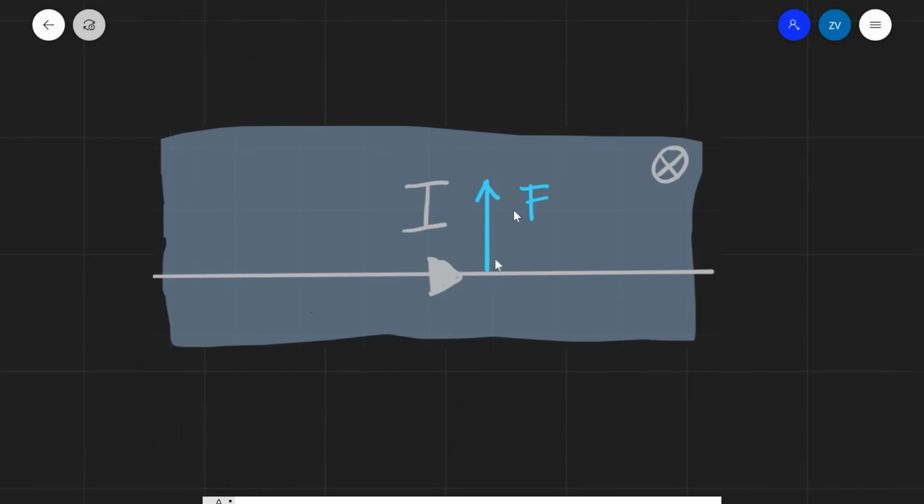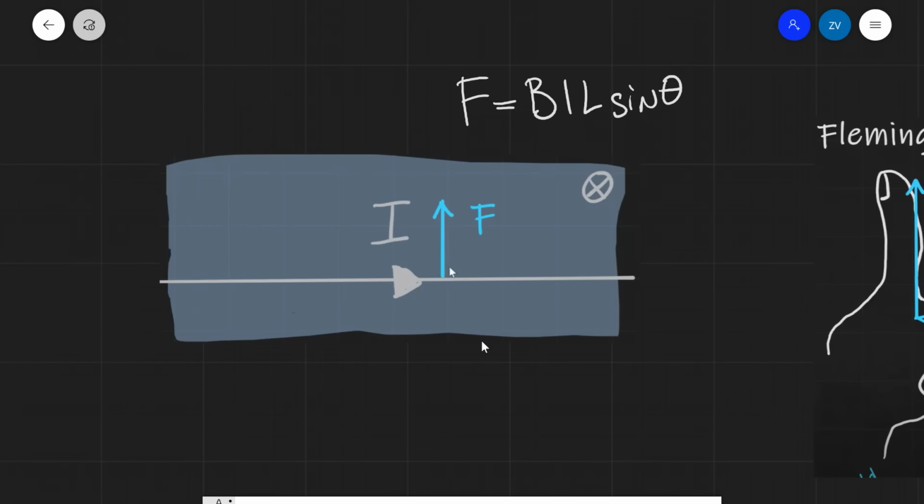So now we know how to calculate the magnitude of the magnetic force using F is equal to BIL sine theta. However, we still don't know how to determine the direction of this force. For instance, we don't really know whether this arrow here is pointing upwards or whether this arrow here is pointing downwards. How can we determine the direction at which the magnetic force acts?